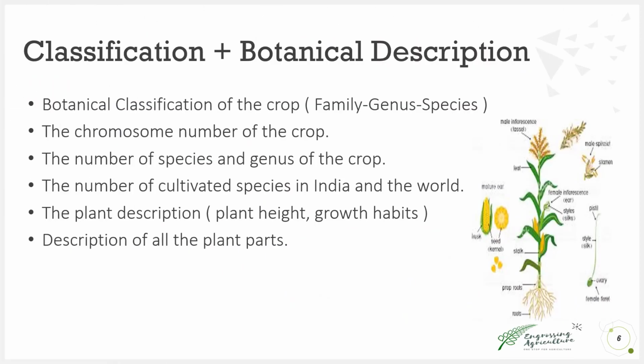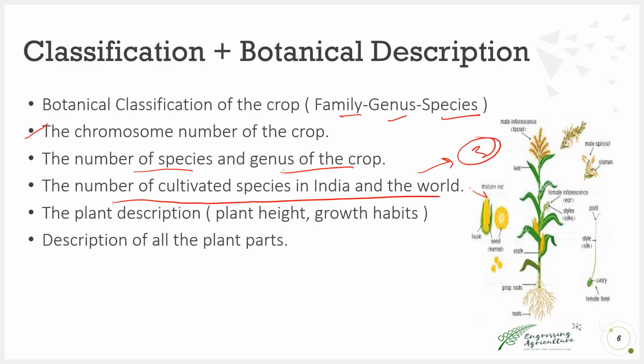Classification plus botanical description. Classification, which we have learned in 11th and 12th class, is the botanical classification of the crop, but we need not include the further higher level of classification, just the family, genus and species. You must also include the number of chromosomes that particular crop has, along with the number of species and genus of the crop and the number of cultivated species in India. For example, rice has 3 species, but in India only one species is grown. So that is the number of cultivated species in India and of the world.